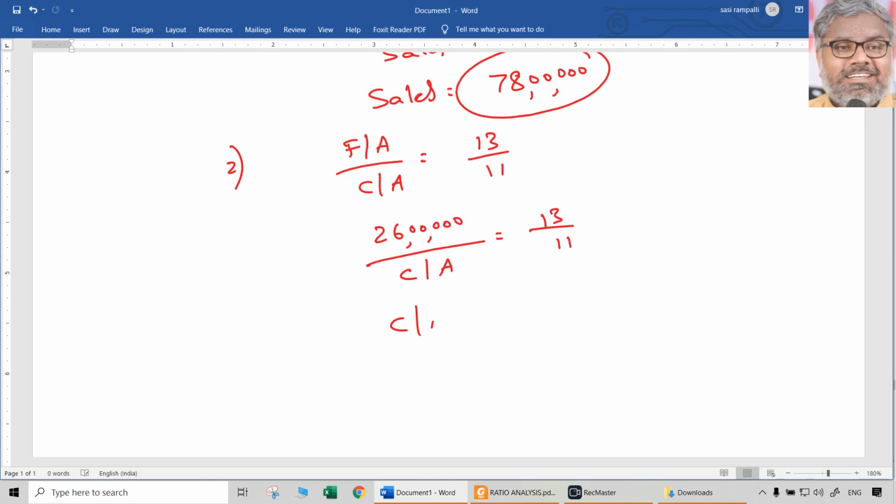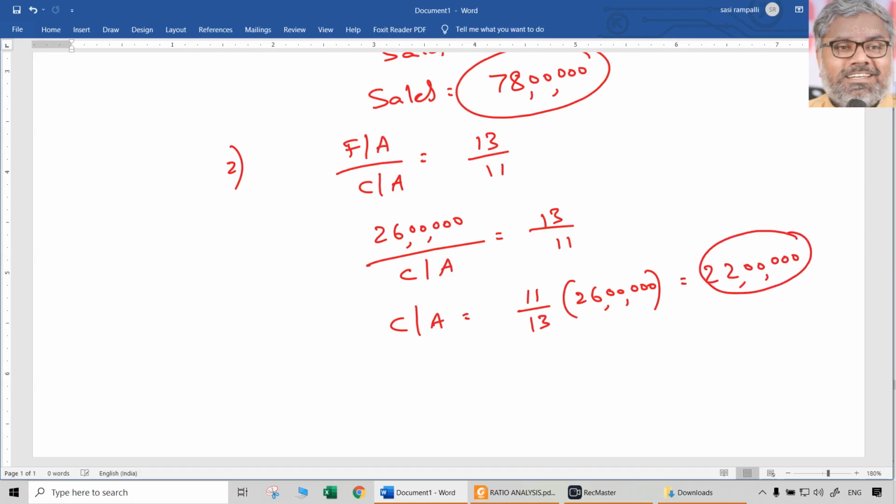Then how much will be current assets? Current assets goes to that side. 13 by 11 becomes 11 by 13 if it comes to the other side. So 11 by 13 of 26 lakhs. So how much is going to be the current assets? 26 lakhs into 11 divided by 13 means 22 lakhs is current assets.